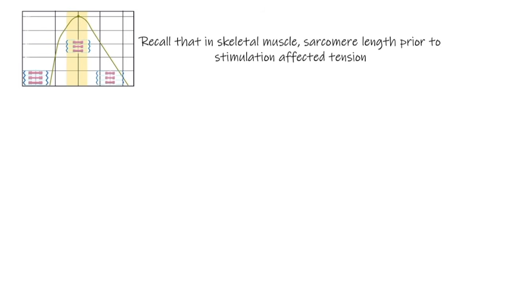Now, as we look at things that affect stroke volume, we have to reassess the functional unit of striated muscle, and that's the sarcomere. Recall that in skeletal muscle, sarcomere length prior to stimulation will affect the amount of tension that's created. This was our graph from the previous lecture, and this area highlighted in tan represents what we called the optimal length, so that with skeletal muscle, we are always getting near optimal tension when we stimulate a skeletal muscle.